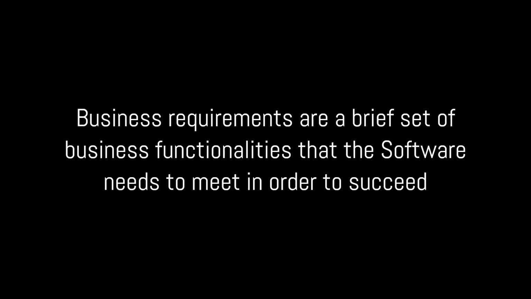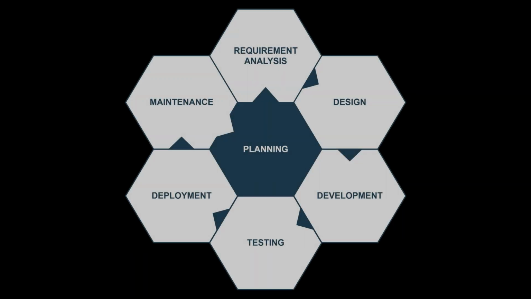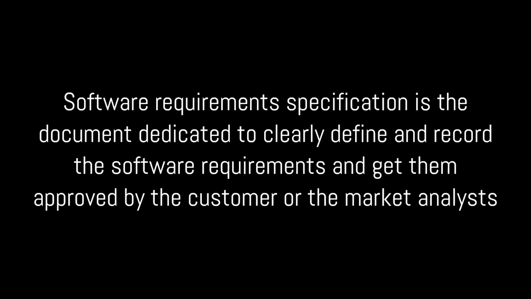Business requirements are a brief set of business functionalities that the software needs to meet in order to succeed. The information is used to plan the basic project approach and to conduct product feasibility study in economical, operational, and technical areas. Software requirements specification is the document dedicated to clearly define and record the software requirements and get them approved by the customer or the market analysts. All product requirements to be designed and developed during the software development lifecycle are kept in SRS.